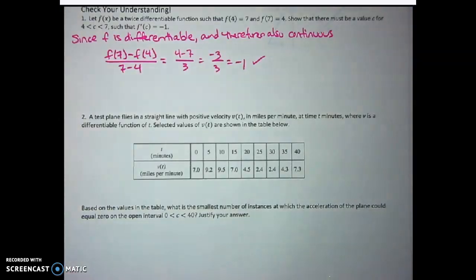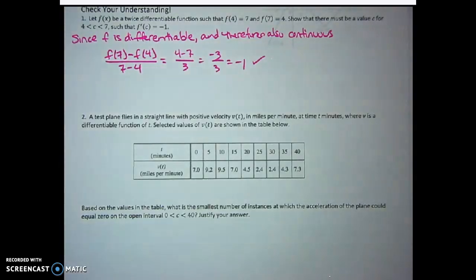Number 2: a test plane flies in a straight line with a positive velocity v of t in miles per minute at time t minutes, where v is a differentiable function of t. Selected values of v of t are shown in the table below. Based on the values in the table, what is the smallest number of instances at which the acceleration of the plane could equal 0 on the open interval from 0 to 40?